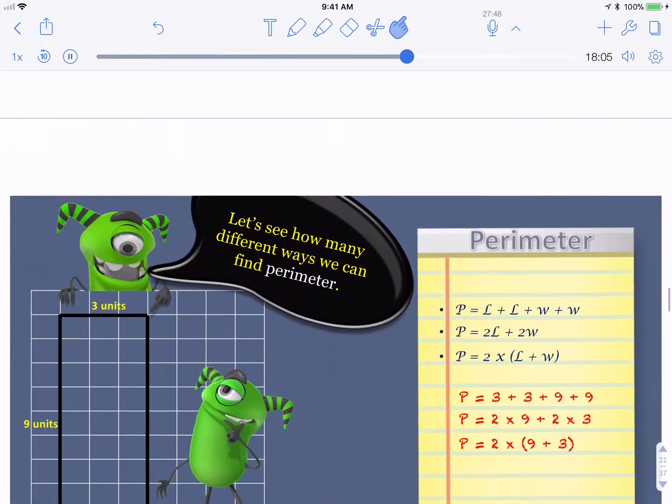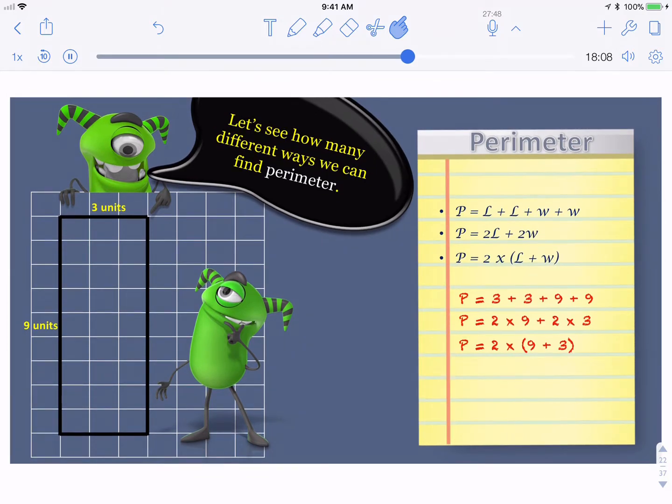Let's see how many different ways we can find perimeter. So you could do it length plus width, which would be 3 plus 3 plus 9 plus 9. Or you could do 2 times the length, which we already talked about, 2 times 9 plus 2 times 3. Or you could do 9 plus 3 times 2. Whatever way you find the easiest to remember and to solve.